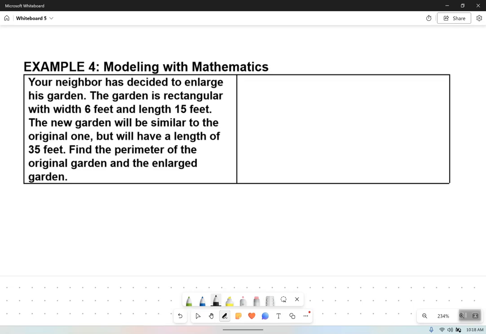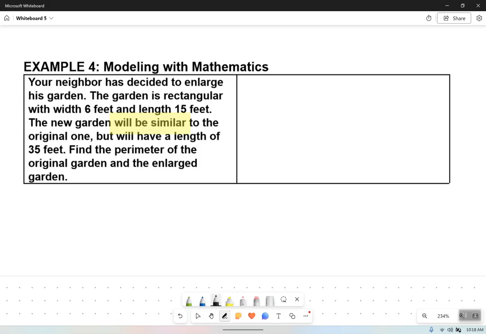I got it. Your neighbor has decided to enlarge his garden. The garden is rectangular with a width of 6 feet and a length of 15 feet. The new garden will be similar to the original one, and I think that's the part that we need to highlight right here. The new garden will be what? Similar to the original one, but it's going to have a length of 35 feet. Find the perimeter of the original garden and the enlarged garden.